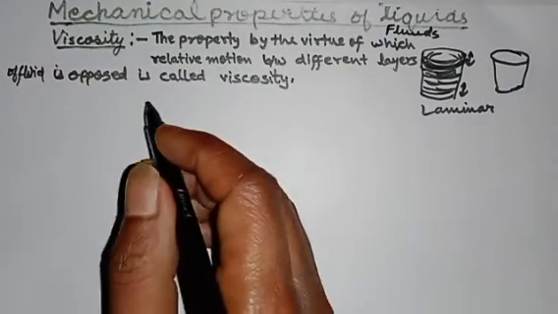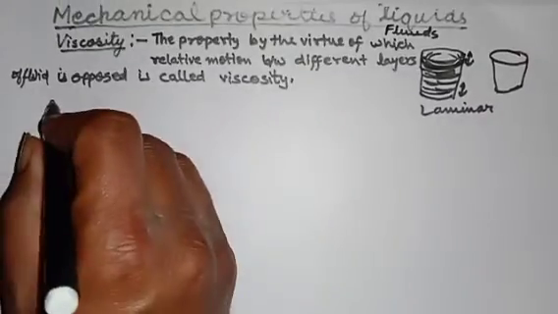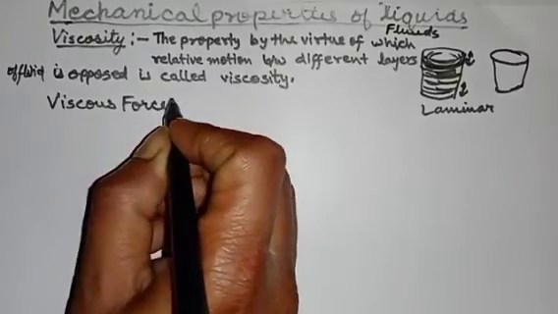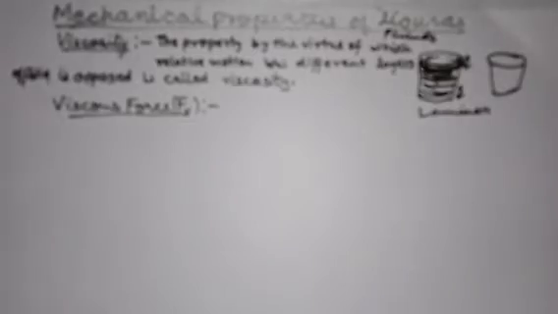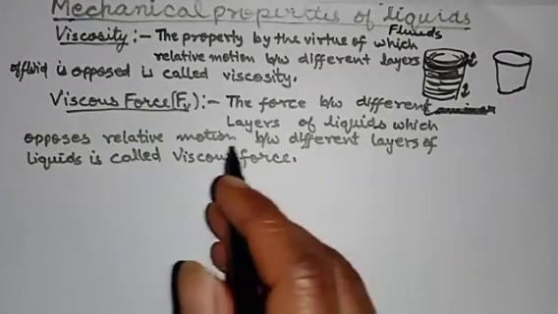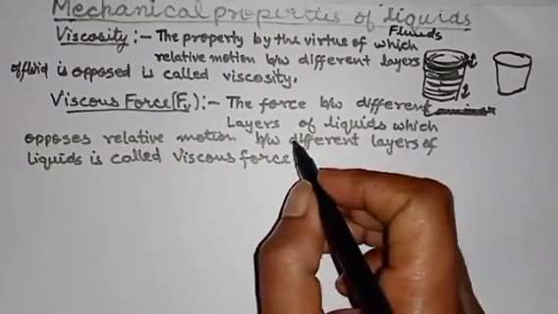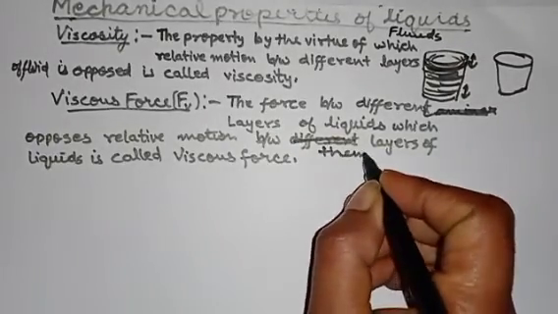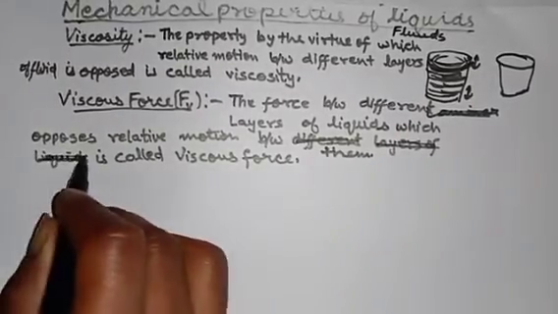If that relative motion is opposed, it must be opposed by some force. That force is called viscous force. So the next topic is viscous force, F subscript V. The force between different layers of liquid which opposes relative motion between them is called viscous force.